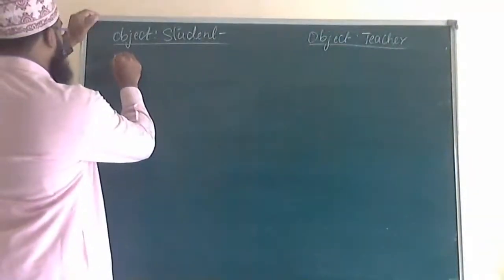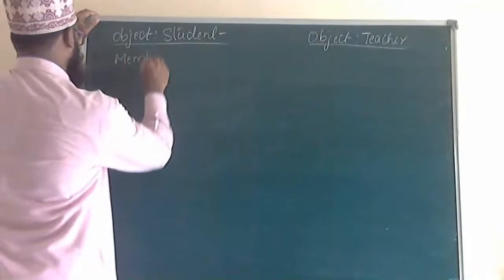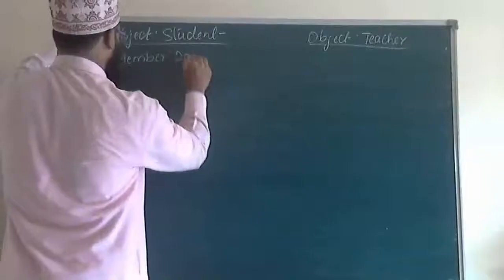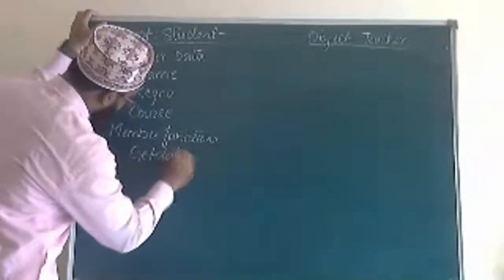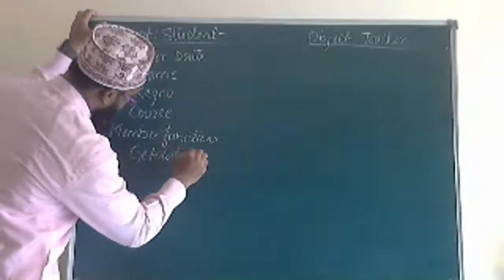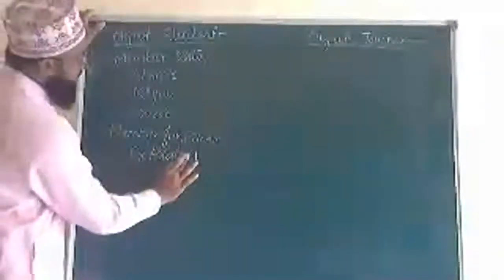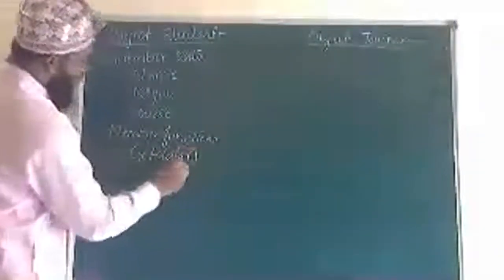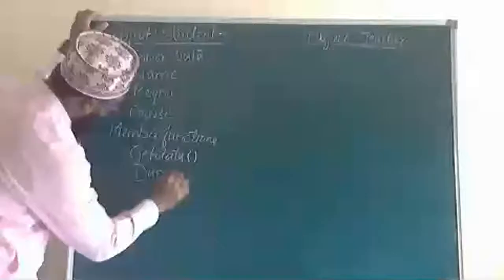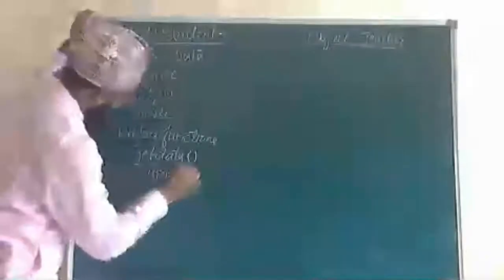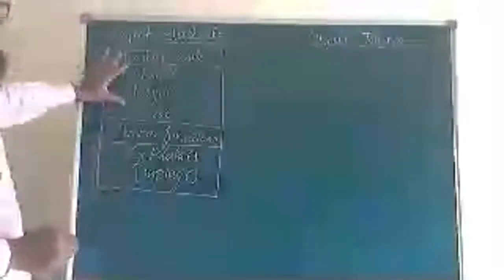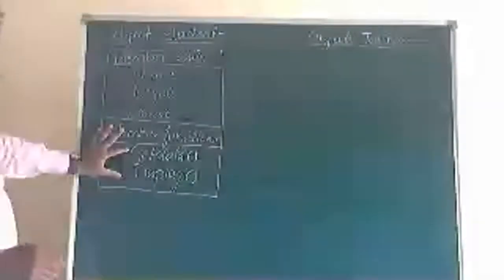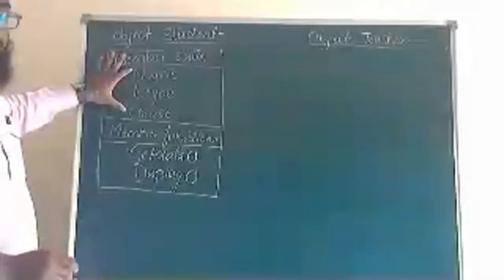After that, member data means the data members themselves, called member data. It includes the name of a student, and get data with open and close parenthesis. I have shown you an object like this. Member data includes name, register number, and course. We created member functions for these data members.